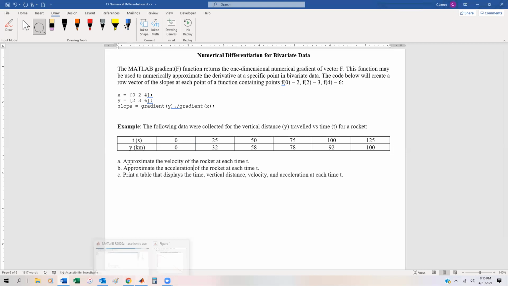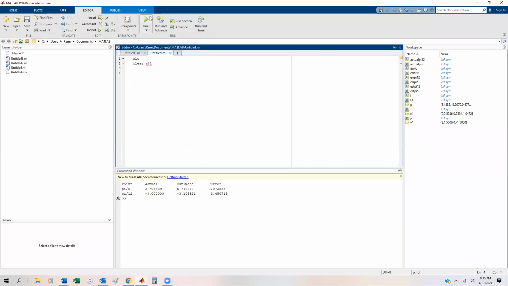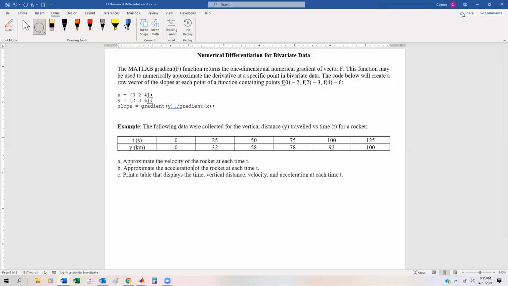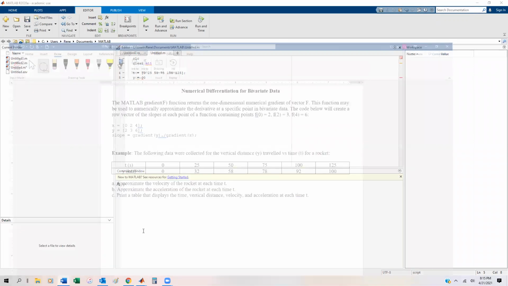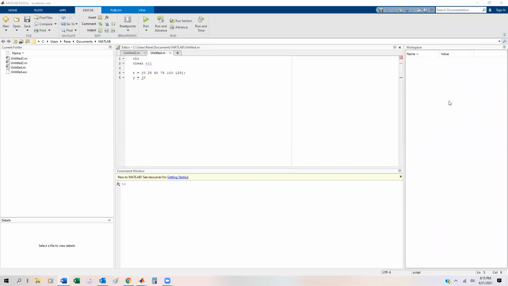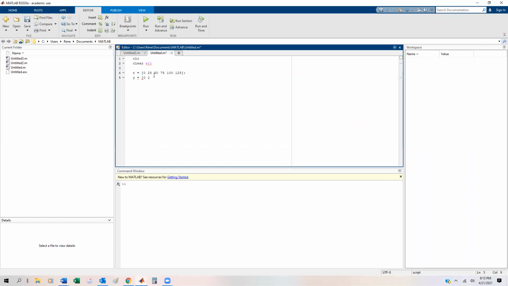First things first, let's code our x and y. For us, I think we called them y and t. So t is equal to our times, I think increments of 25 up to 125: 0, 25, 50, 75, 100, 125. And then the other one was y, which is going to be equal to 0, and then after that, I forget, so I'm just going to pull it up to the side: 32, 58, and then 78, 92, and 100.